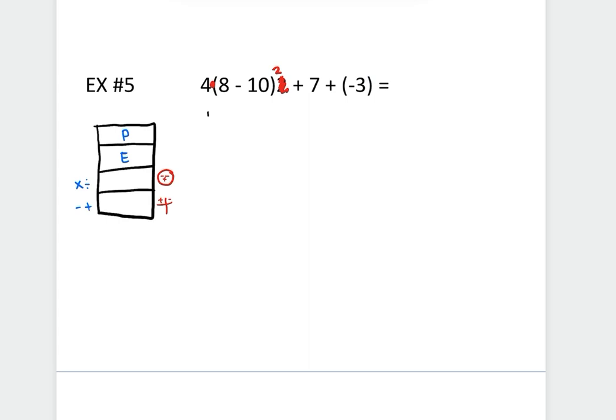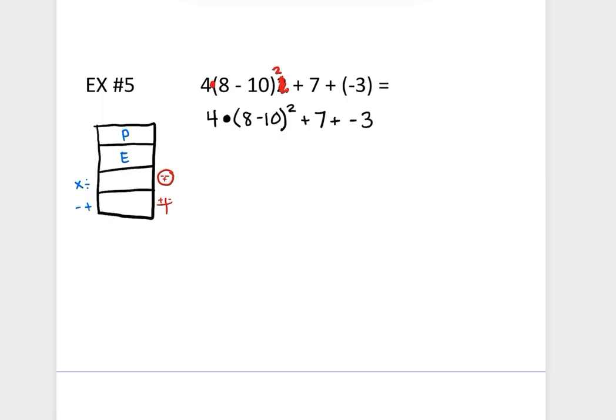So I have 4 times, because there was nothing in front, parentheses, 8 minus 10. And again, that 2 needs to be a little 2. So it's going to be an exponent. Plus 7 plus, and then again, those parentheses don't mean anything, so I'm not writing them down.